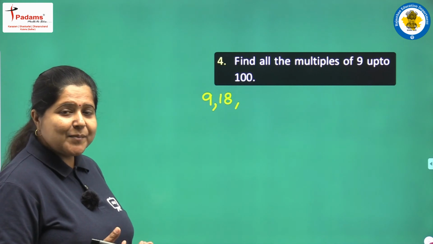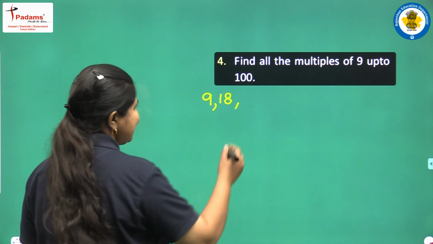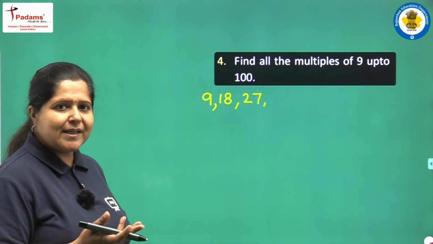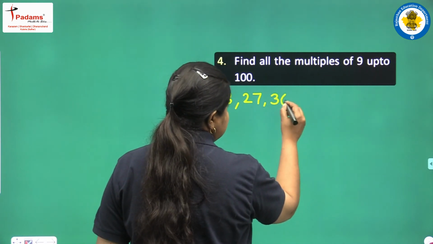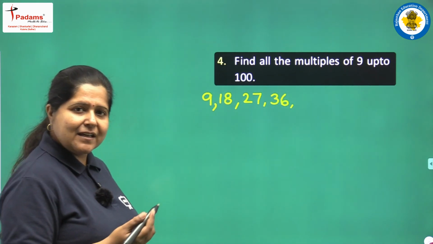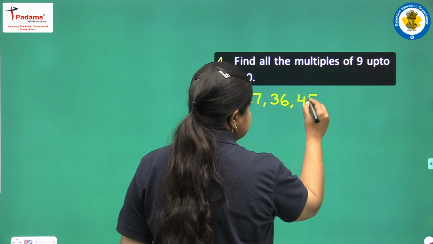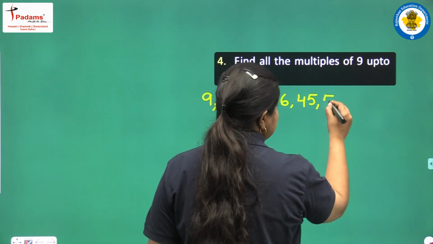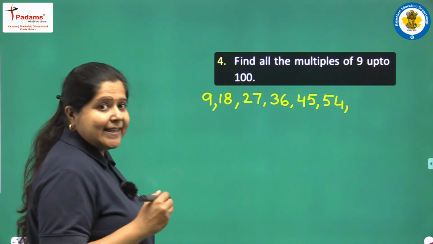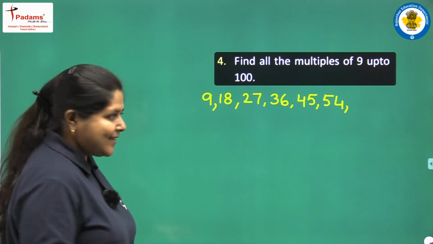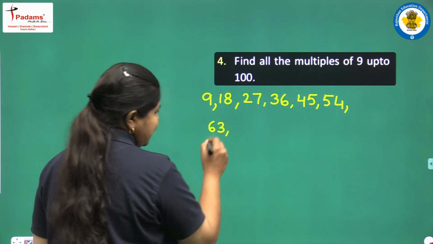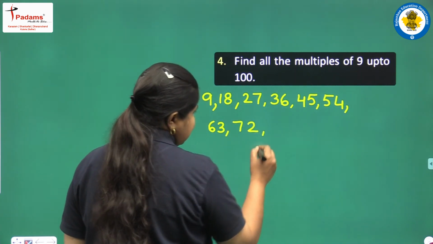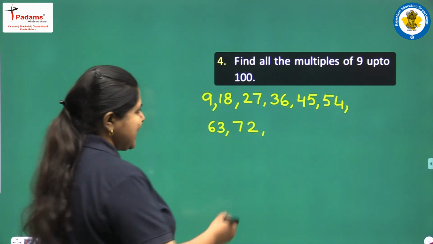Then how will we get the third multiple? 9 3s are 27. Simply write the table. Fourth multiple, 9 4s are 36. Fifth multiple, 9 5s are 45. Then sixth multiple, 9 6s are 54. Yes, very good. We are doing very well. Then the seventh multiple, 9 7s are 63. Then the next one, 9 8s are 72. Yes. The next multiple, 9 9s are 81.